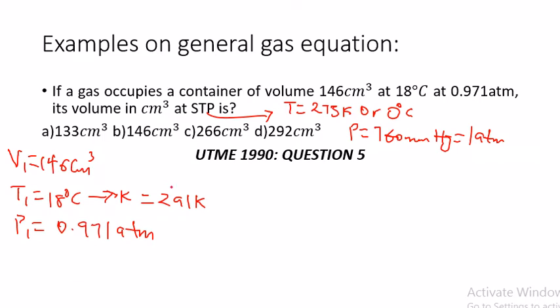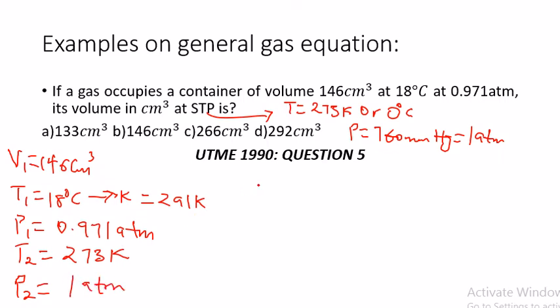Now, the question says its volume, the final volume of this gas in centimeter cube at STP. That means the final temperature is the standard temperature, which is 273 Kelvin. We are using the value in Kelvin because the initial temperature is also in Kelvin. What will be the final pressure? The standard pressure. Now our pressure here is in atmosphere, so you are going to use the value of the standard pressure in atmosphere, which is 1 atmosphere.